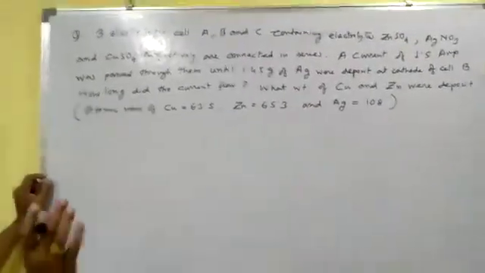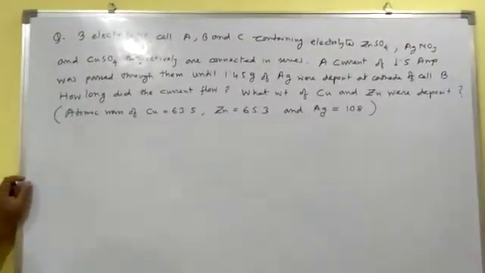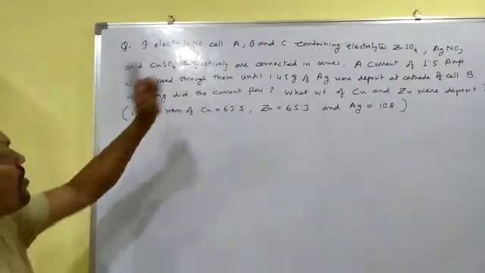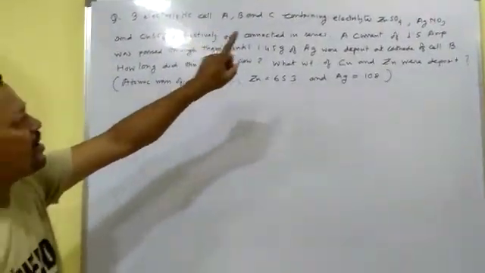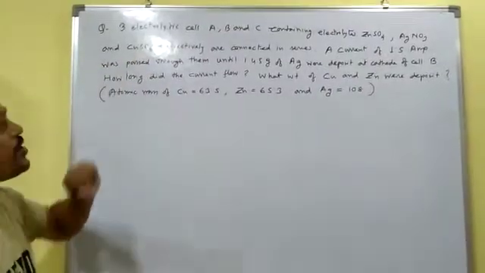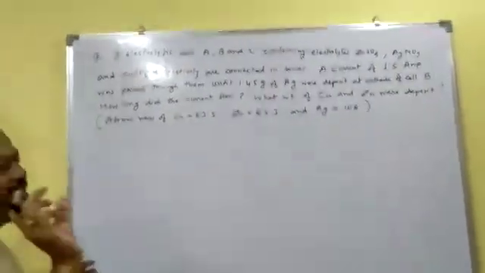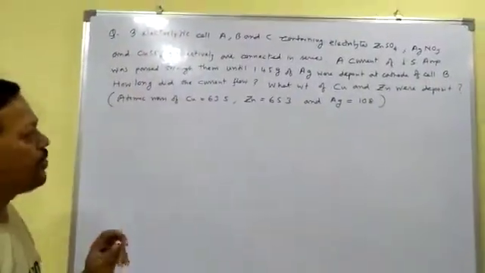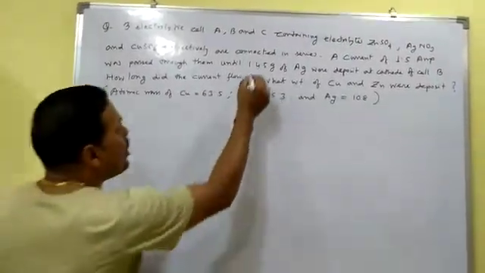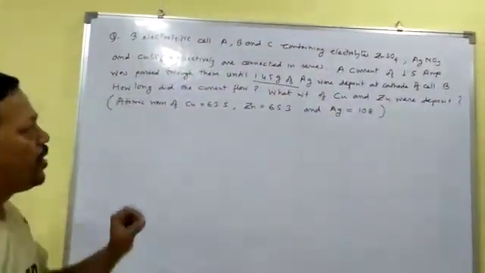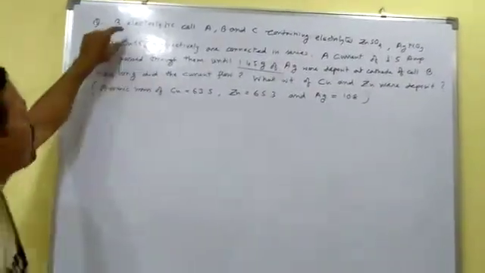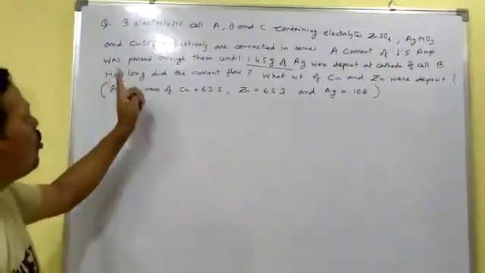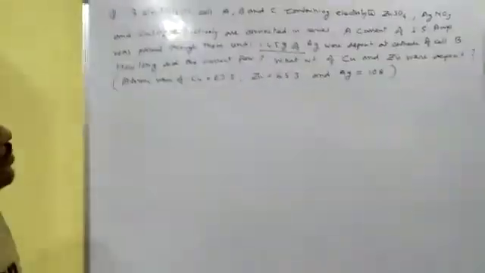So here there are 3 cells A, B and C and they are connected in series. Since they are connected in series, you have to apply Faraday's second law. The first cell contains zinc sulfate solution, the second cell contains silver nitrate solution and the third cell contains copper sulfate solution. So in cell A zinc will deposit, in cell B silver will deposit and in cell C copper will deposit. The amount of silver deposited is given as 1.45 gram. You have to find out how much zinc and how much copper will deposit in cells A and C respectively, and how long the current flowed. I mean, you have to find out the time also.